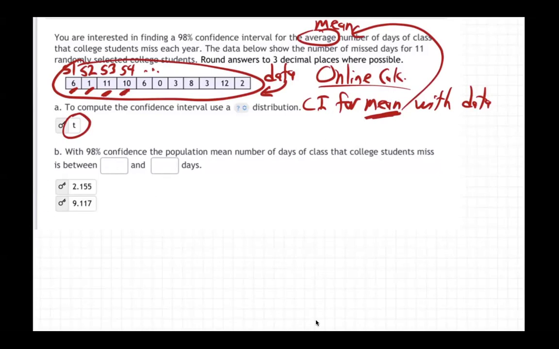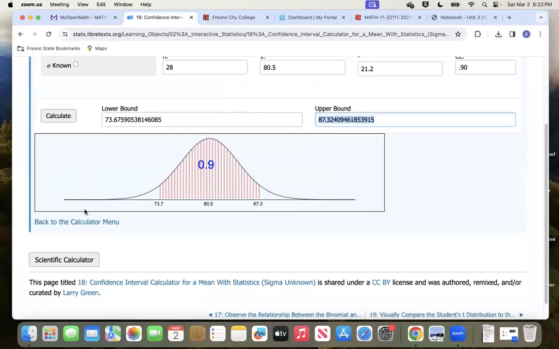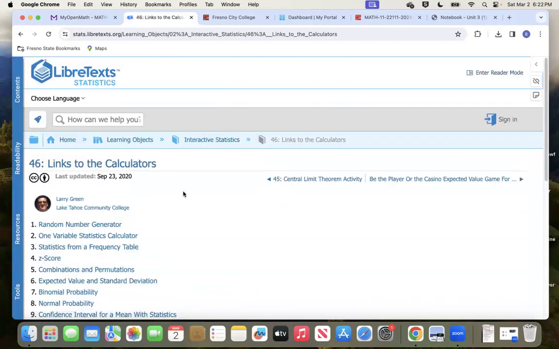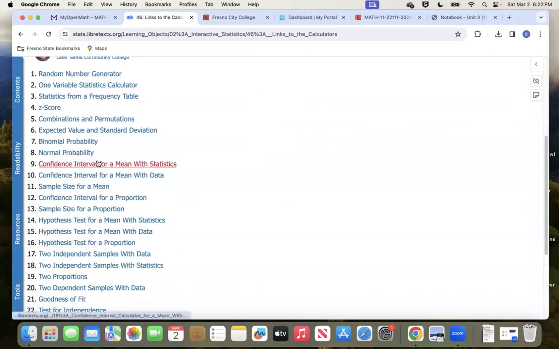So let me show you on the online calculator now. Whoops, that was the last problem, so let me go back to the calculator. Here we are. I'm going to go down to confidence interval for a mean with data, number 10. Not confidence interval for mean with statistics, because we have data. And it's not the one down here, confidence interval for a proportion. They didn't mention proportion or percentage. It's a mean, average, and data. So click on number 10, and it opens up.